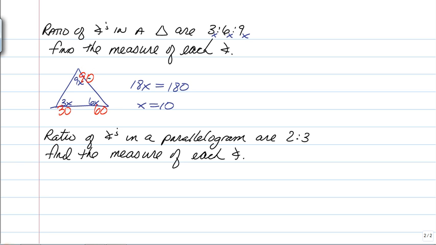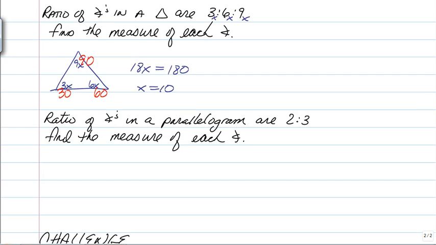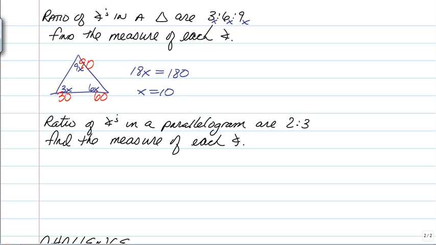Now, in the next example, however, the ratio of the angles in a parallelogram are 2 to 3. So this one, don't be tempted to just say 2x plus 3x is equal to 360, because, number one, it's no longer a triangle. So it's a quadrilateral, and those add up to 360. Number two, that's only two angles. So if you draw a parallelogram, you're going to have a 2x and a 3x.